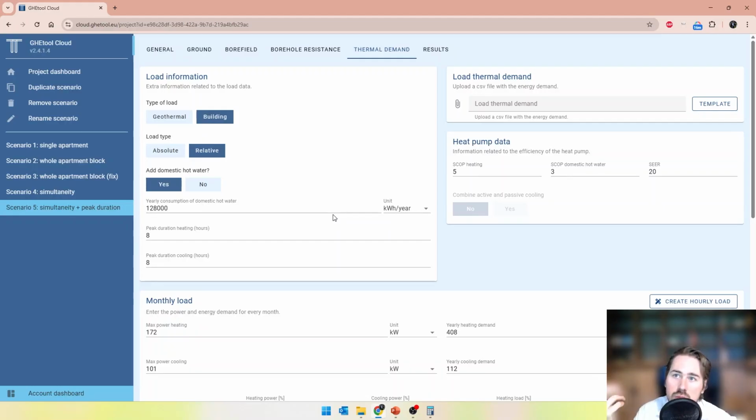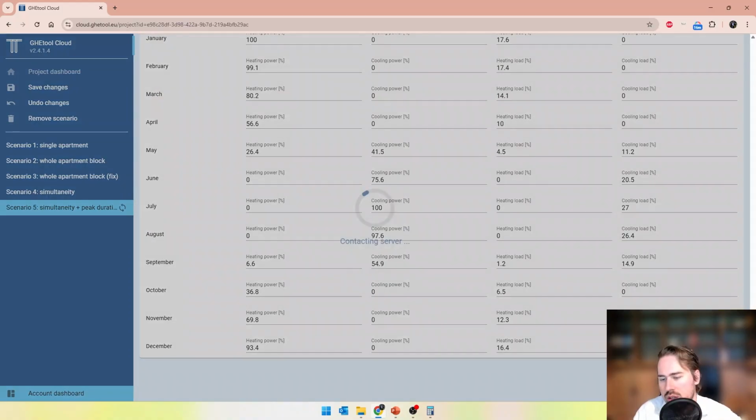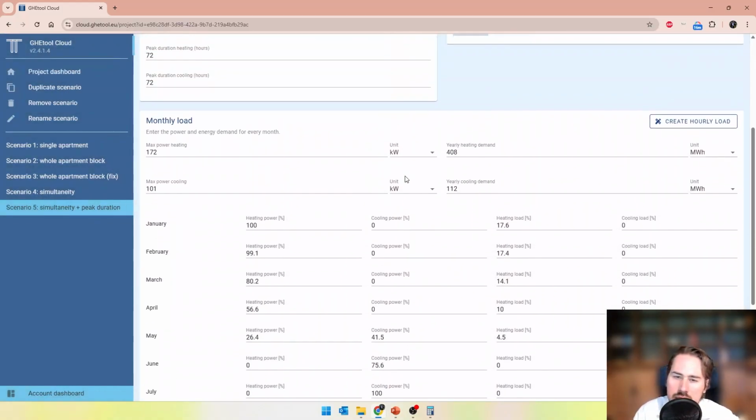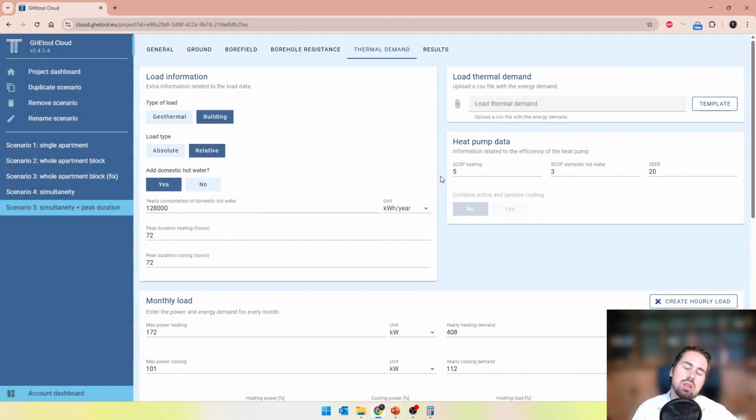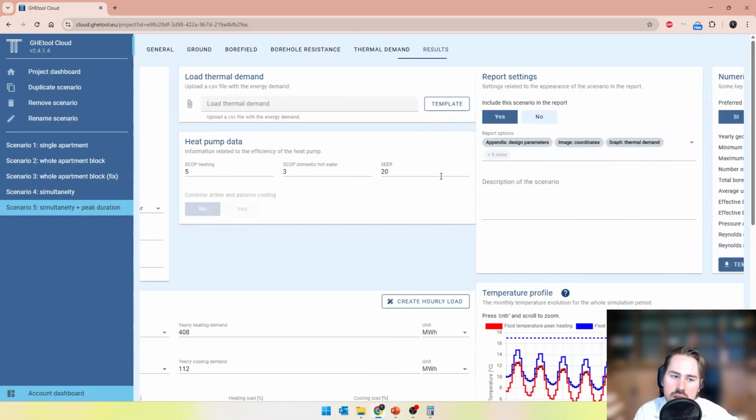Now, when we have this peak duration, we know it scales proportionally to the square root of the number of apartments, which is 80. So it's almost 9. So for our peak duration, we can say 72 hours. And let us go ahead and simulate this now and see what results we will get.